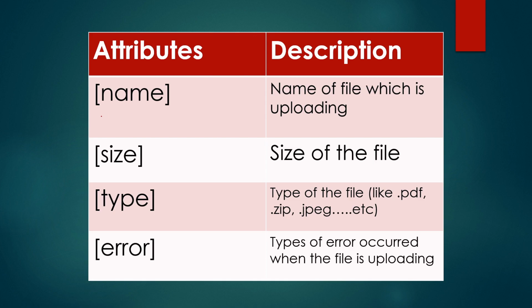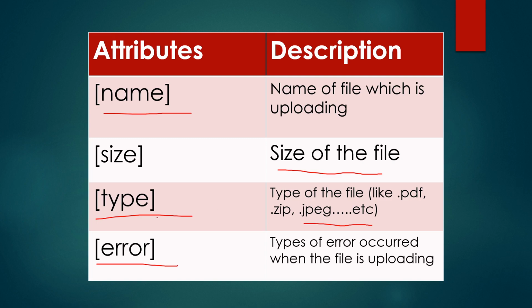Firstly, name, the name of the file which is uploading. So first it holds the name of the file. Second is the size, the size of the file. Then we have type, what the type is, like PDF, zip file, JPEG, or any other format. And error means the types of error that occur when the file is uploading. Zero means no error. If you get zero, that means no error has occurred.